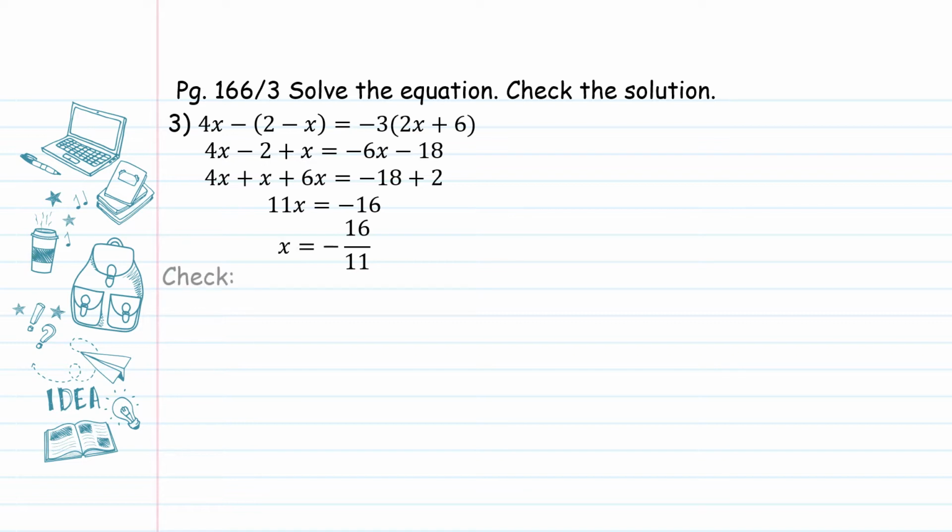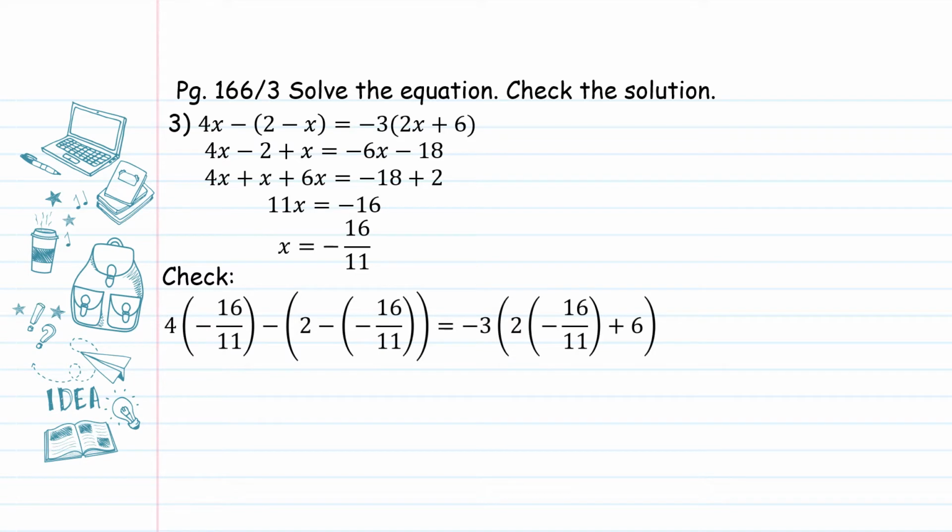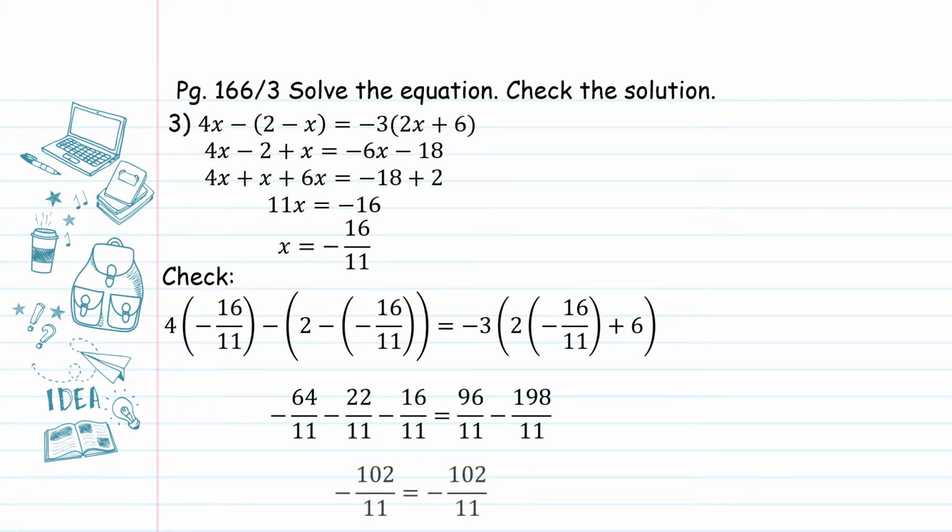So now we need to check our solution. So to start, we're going to want to plug in our solution back into our original equation. Then we're going to want to simplify, and then simplify further, so we get our final answer of negative 102 over 11 is equal to negative 102 over 11. And so now we know that our answer is correct.